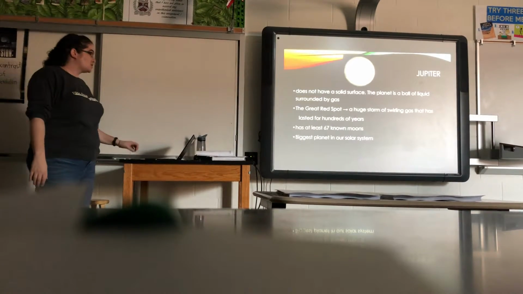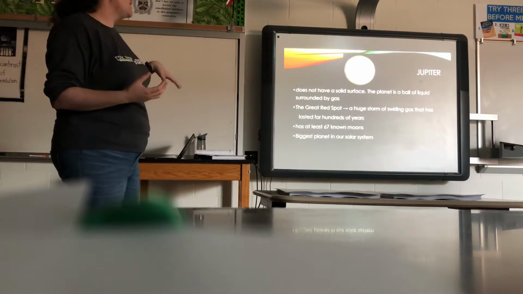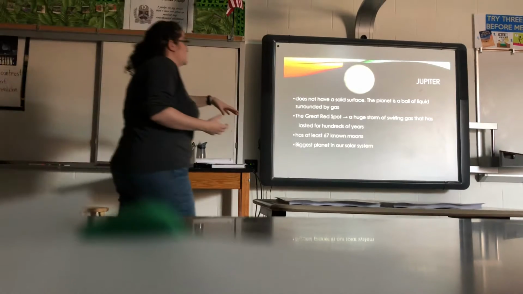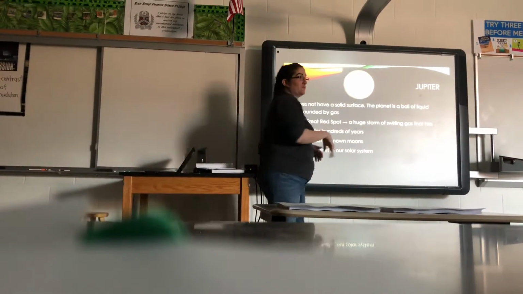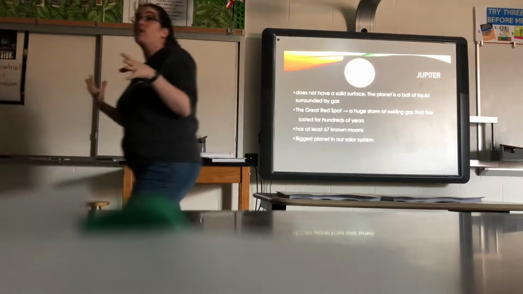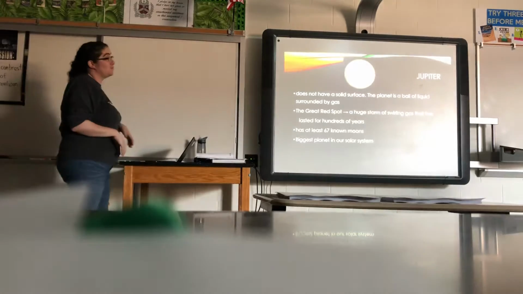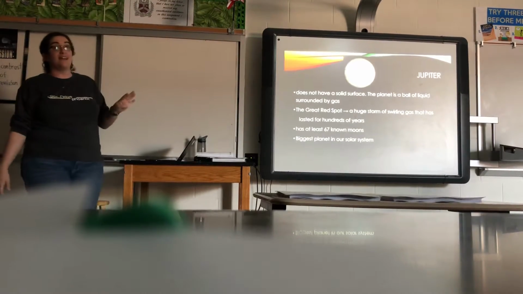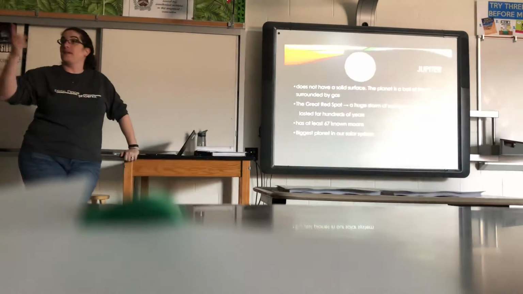Jupiter does not have a solid surface. It's basically a liquid ball surrounded by gas, and the Great Red Spot is a huge storm of swirling gas that's lasted for hundreds of years. You could fit 4 Earths in that little spot, right? Jupiter is enormous, okay, so that's really important. There are at least 67 known moons, the most famous of which are the 4 Galilean moons, named after Galileo, right, who discovered them.